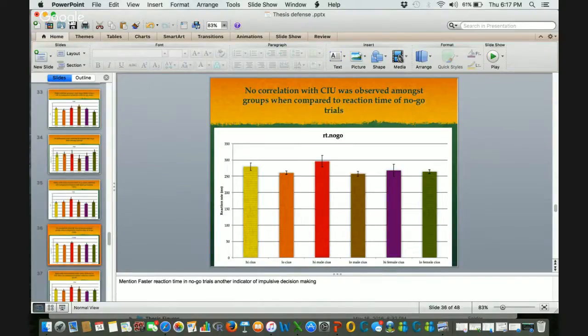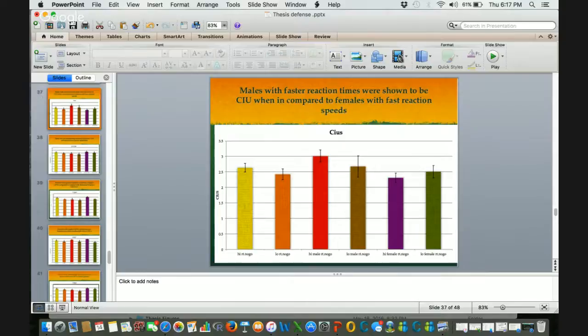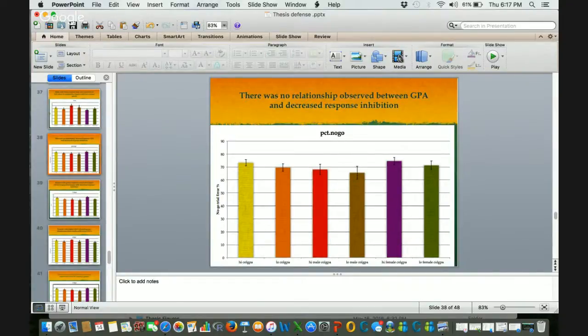For the reaction times for the no-goes, which also is a significant indicator for impulsivity, there were no correlations with compulsive internet users amongst the groups compared to the reaction times. But again, the males were compulsive internet users when compared to females with faster reaction times.